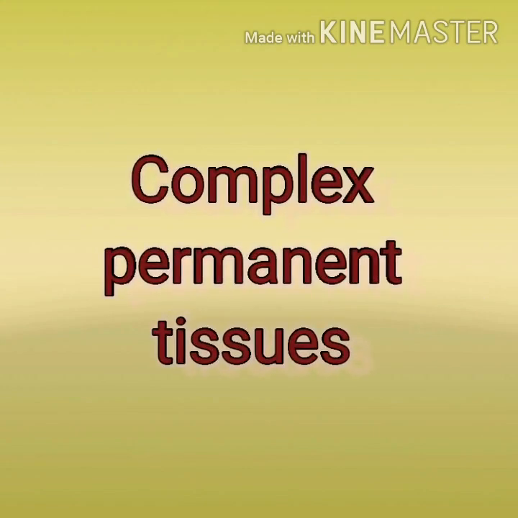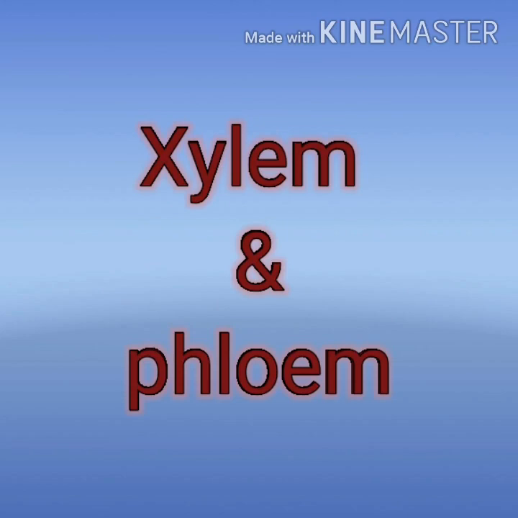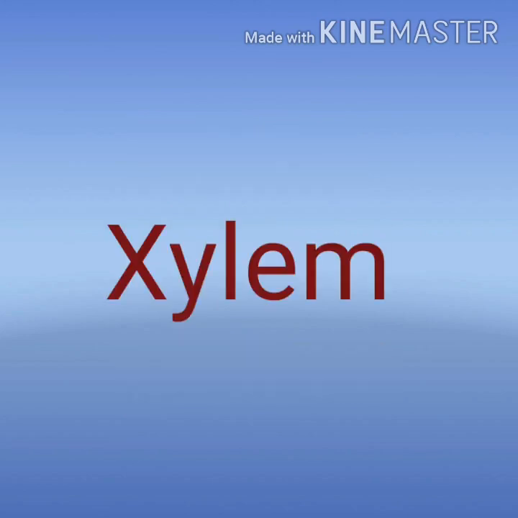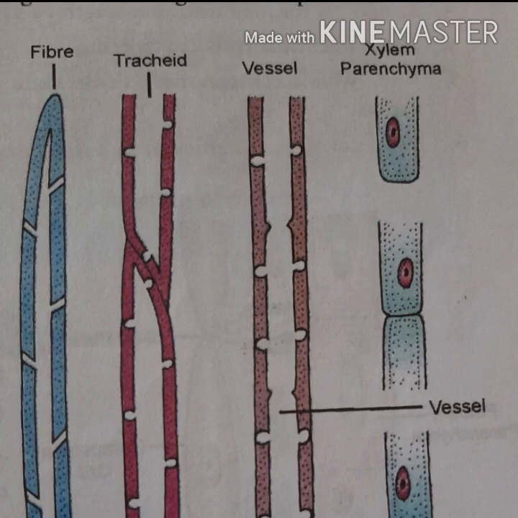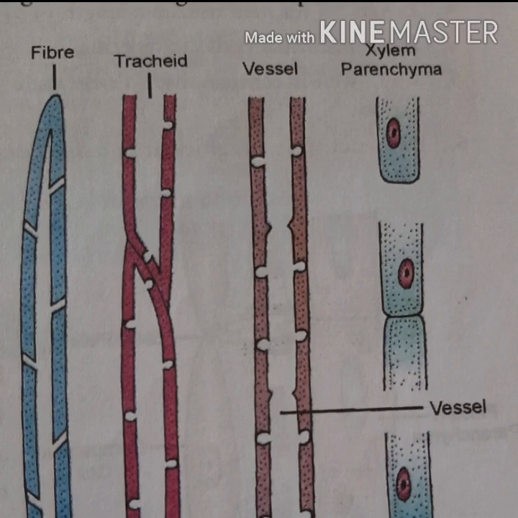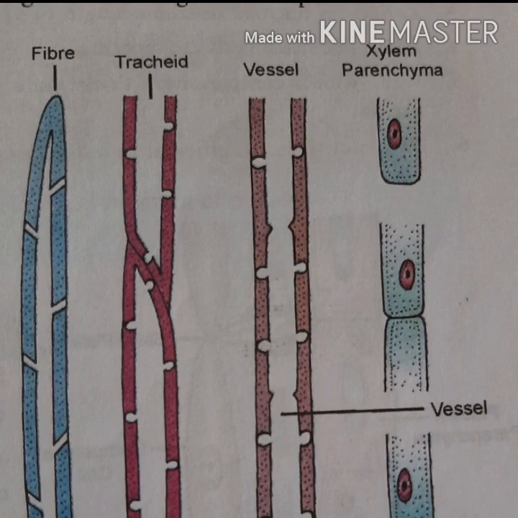Complex permanent tissues. They are those permanent tissues which are made up of more than one type of cells which work together to perform a particular function. The 2 types of complex permanent tissues are xylem and phloem. So first we'll discuss xylem. Xylem is a complex permanent plant tissue which takes part in conduction of water and mineral salts inside the plant. They are made up of 4 elements. They are tracheids, vessels, xylem fibers and xylem parenchyma.